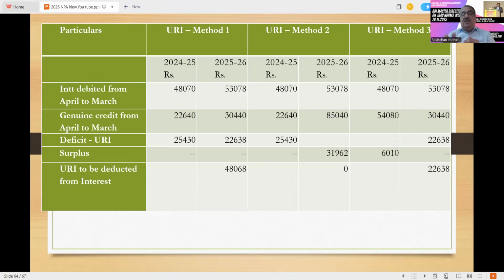So in this method, the second method, there is no unrealized interest. So the surplus of 31,962 you can adjust and eliminate the 25,430 interest which is due in the last year.